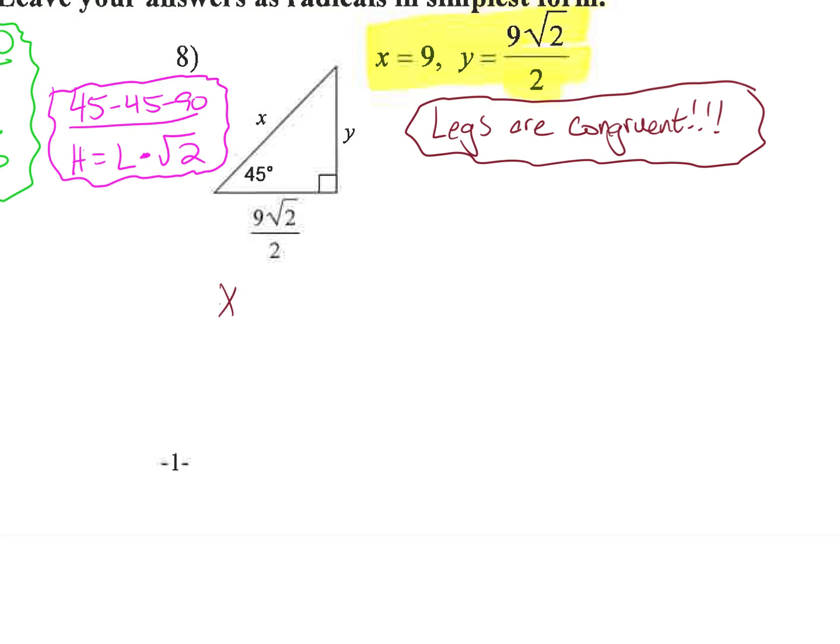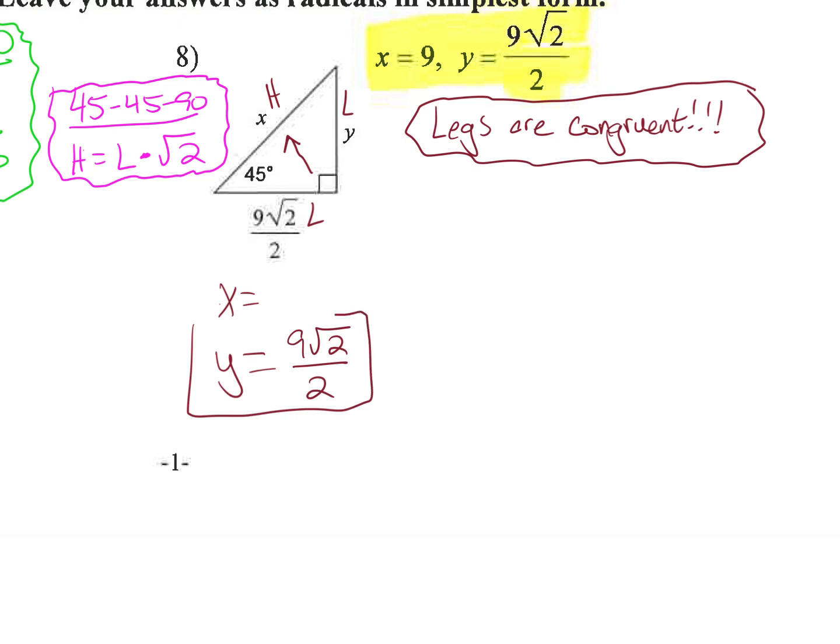So we know we need to find x and y. 2 answers on these. The x is what side, a leg or the hypotenuse? Hypotenuse is across from the 90. So the other 2 must be legs. So without even doing any work, since this is a leg and this is a leg, y is just going to equal the same thing: 9 square root 2 over 2. So go ahead and answer that one. 9 square root 2 over 2. No work to even show on that one.